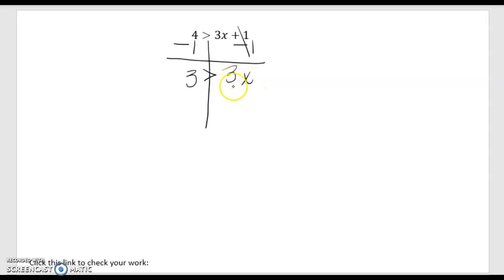Anytime I have a number and a letter like this, that means there's multiplication there, so to undo, I'm going to divide both sides by the 3. Dividing by a positive 3 does not cause me to reverse my inequality sign.